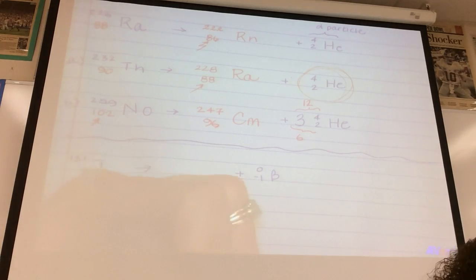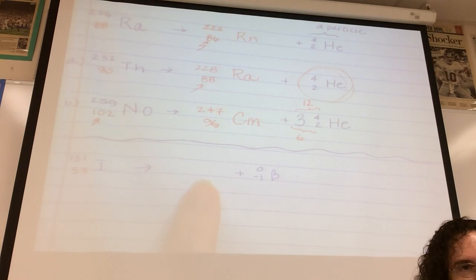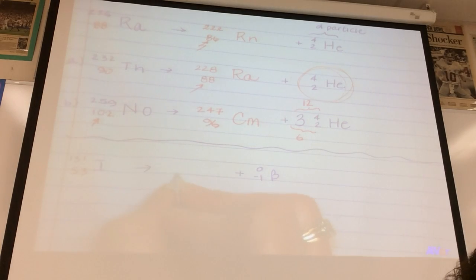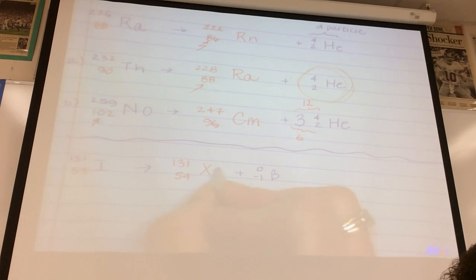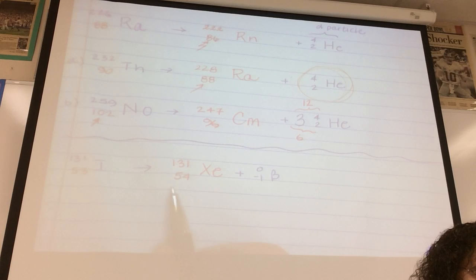Same approach here. Atomic number for iodine off the periodic table is 53. Now be careful here. The math gets back to like 6th, 7th grade math. What plus -1 is 53? 54. So the atomic number is going to increase by 1. The mass number is unchanged. And this is xenon. I'll say it again. The atomic number increases by 1 with the release or emission of a beta particle. The mass number is unchanged.